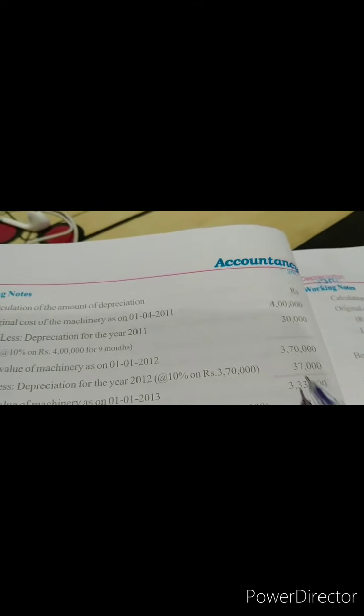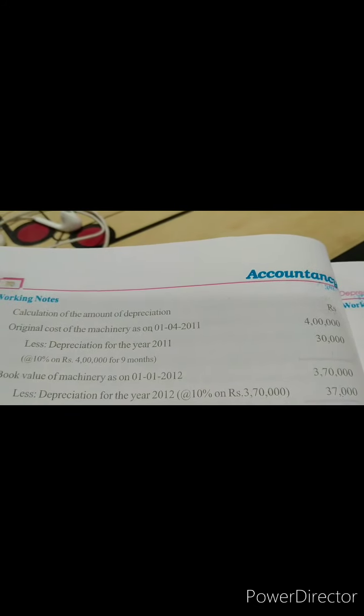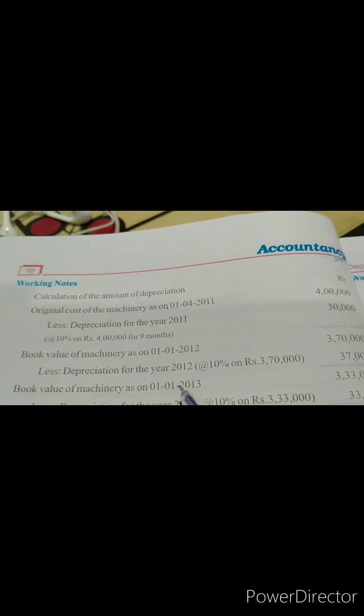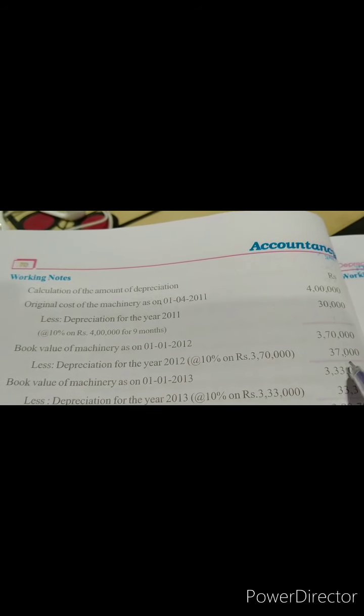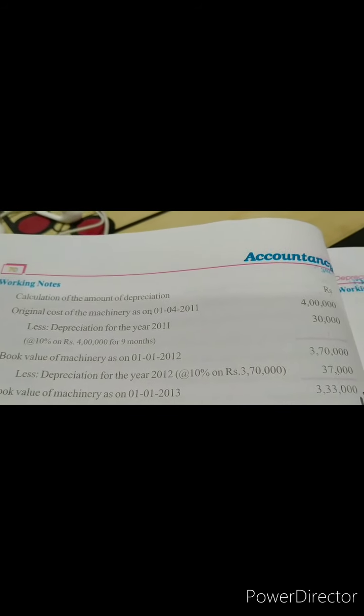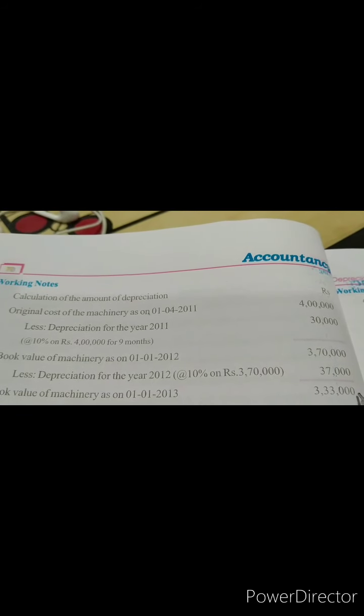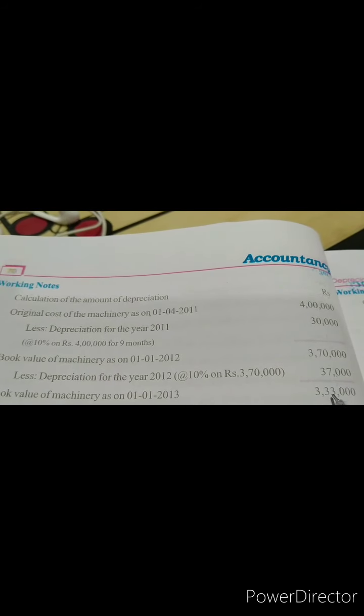Okay, just have a look. 37,000. When you minus 37,000 from this 3,70,000, you'll get 3,33,000, which is the book value of the machinery for the next year, that is on 1st January 2013. Then you will calculate 10% on this amount. When you calculate 10% on this amount, you will get 33,300 rupees. Okay, this is going to be the depreciation during 2013.